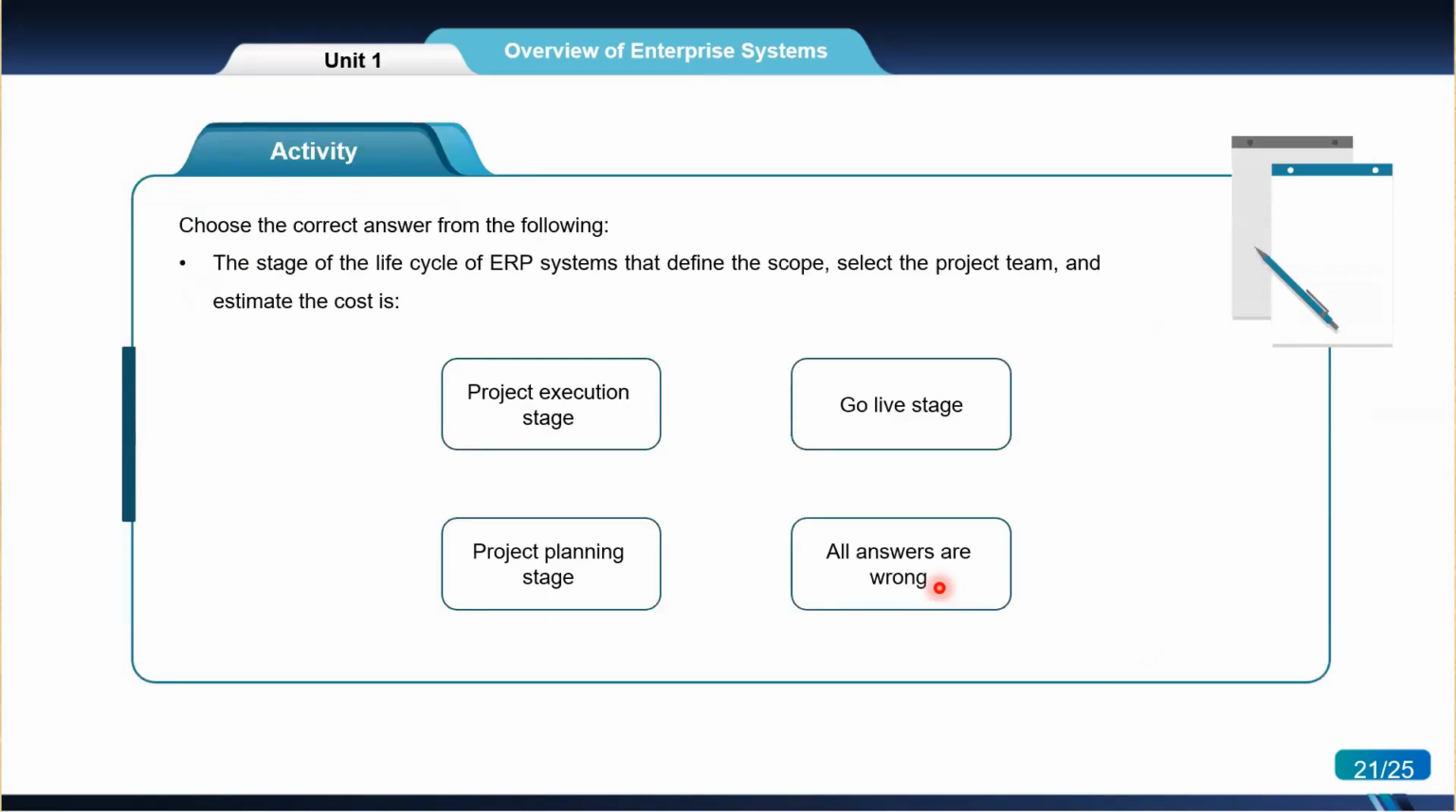We need the answer to this question: which stage of the ERP system lifecycle defines scope, selects the project team, and estimates costs? We notice that the correct answer is the first stage, project planning.